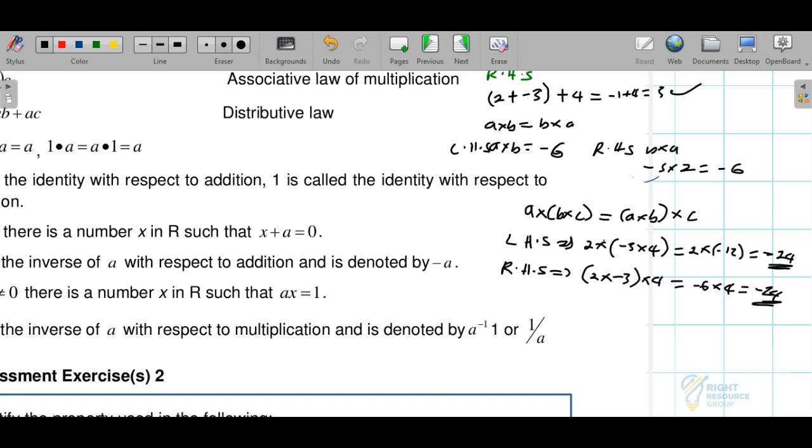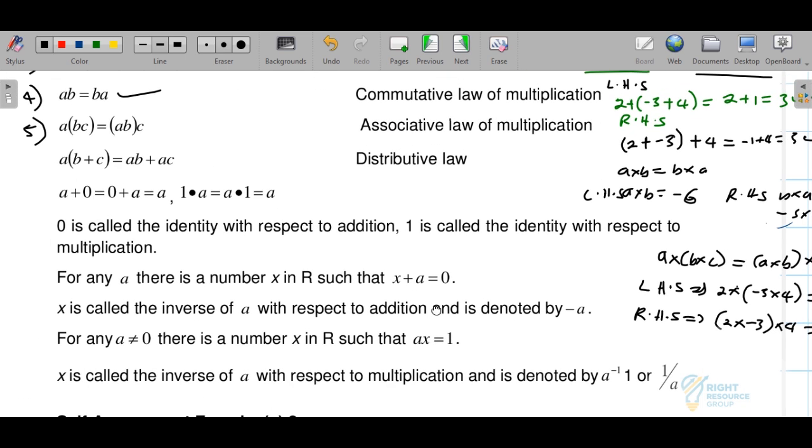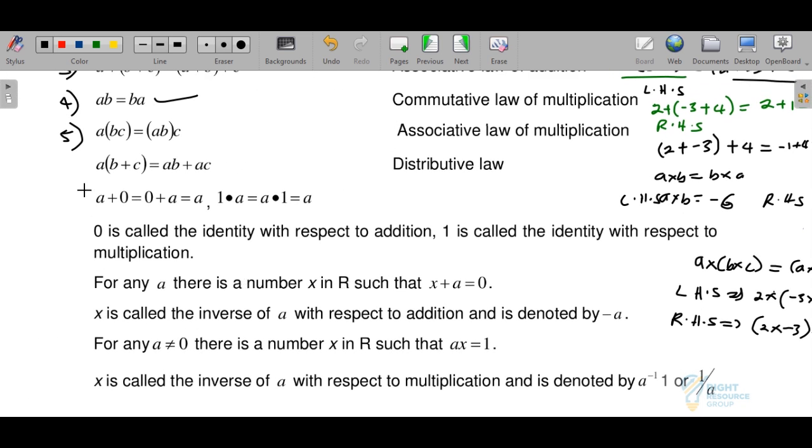So we can see that both values are the same. So this associative law of multiplication stands as well. So we have the next law, which is referred to as the distributive law. The distributive law is more like sharing. It's more like opening the brackets.